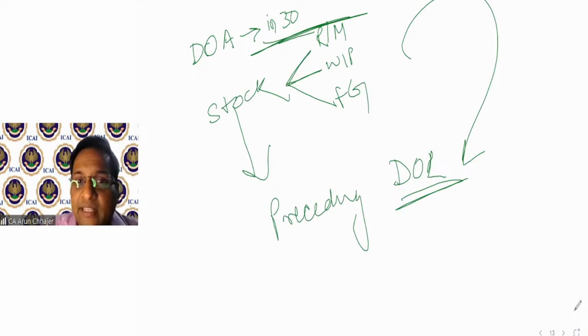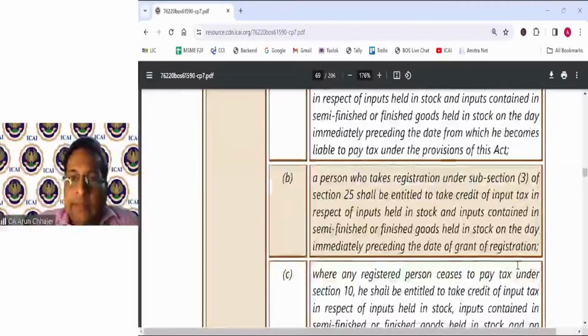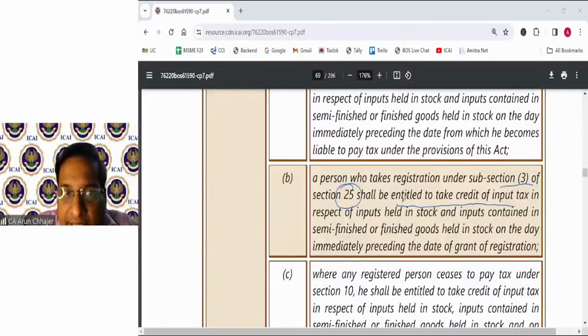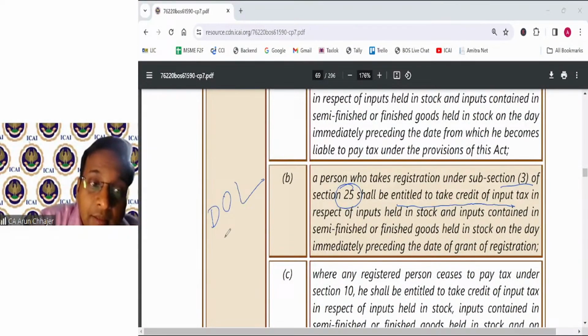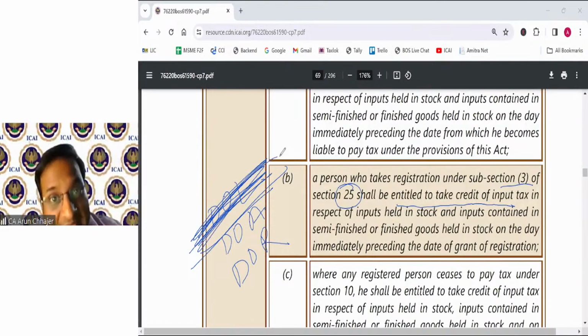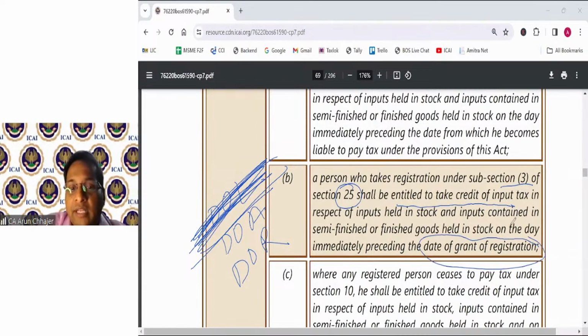Now, if it is after 30 days, then what? We will read the provisions. Then it says that a person who has taken voluntary registration, 25(3) is talking about voluntary registration, shall be entitled to take ITC from the date of liability, date of application, or date of registration. Because in case of voluntary registration, the date of liability would not come because he is not liable as such. So which date would he be entitled to take the ITC from? They are saying the date of the grant of the registration, the stock immediately preceding the date of the grant of the registration.